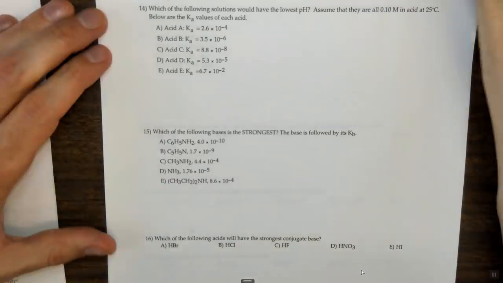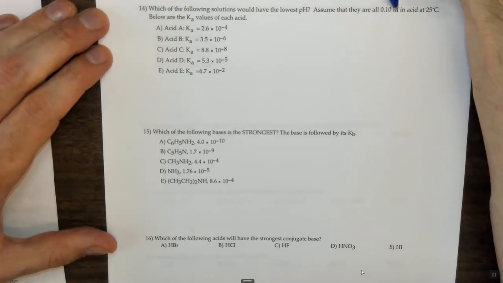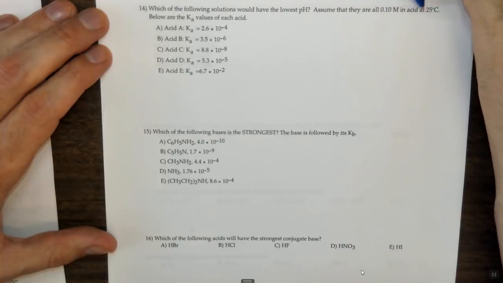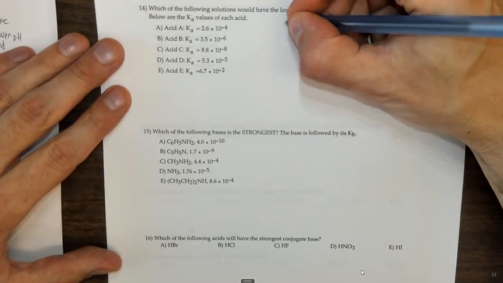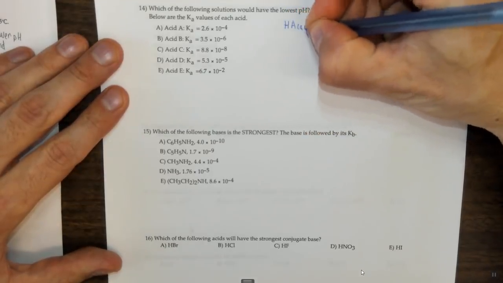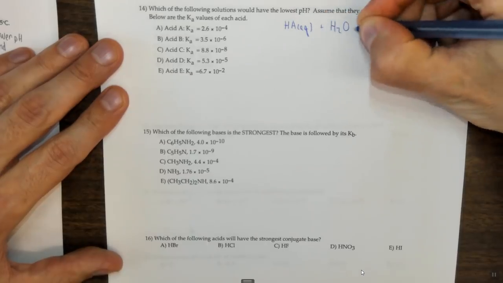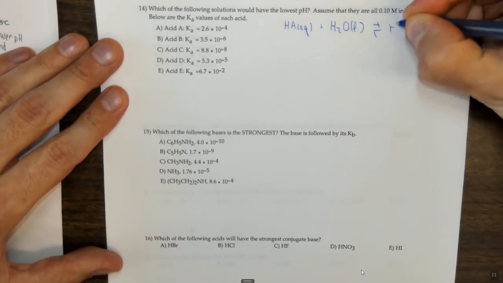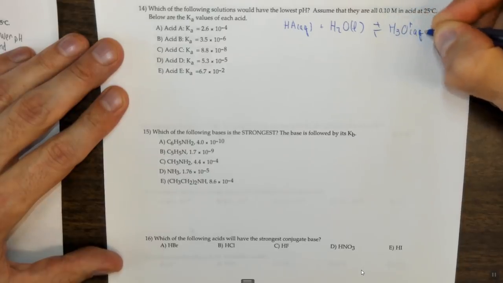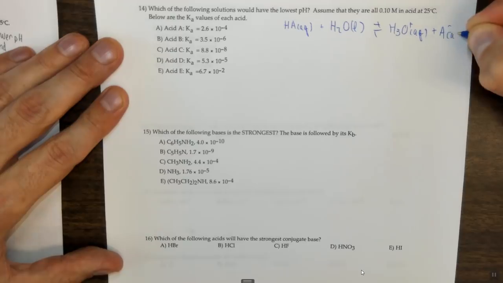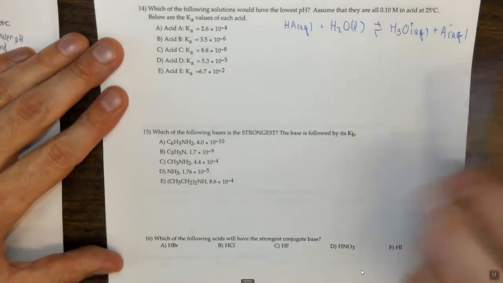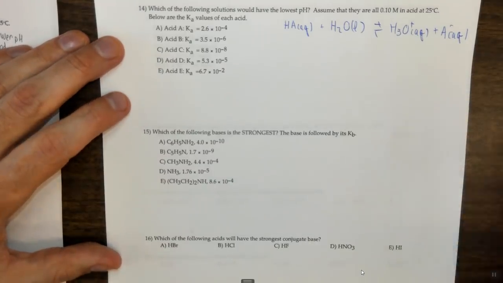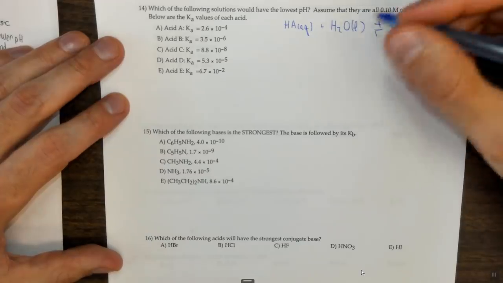Number 14 says, which of the following solutions would have the lowest pH? And it says, assume they are all 0.1 molar in acid at 25 degrees C, and then it gives us the Ka values. So if we have some generic acid, HA, we have HA aqueous plus H2O liquid in equilibrium with H3O plus aqueous plus A minus aqueous. Or you could just write it as HA in equilibrium with H plus and A minus. I'm doing it both ways on purpose because it's shown in both ways, and that way you're familiar with them. As we go throughout this set, you'll see it in different ways.